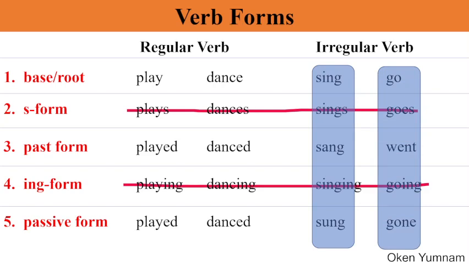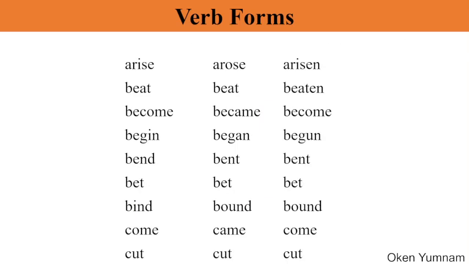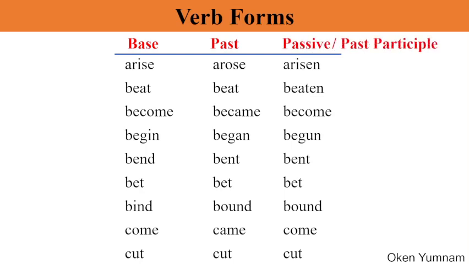We see most of the list of irregular verbs in grammar books. You will find something like this in most grammar books: arise, arose, arisen; beat, beat, beaten; become, became, become, like this. You look at the last one: cut, cut, cut, no sense at all. So we have to learn all this by rote. The first is the base, of course, we call it root also, this is the past form, and this is the passive form or past participle. So these are the forms of verbs in English.